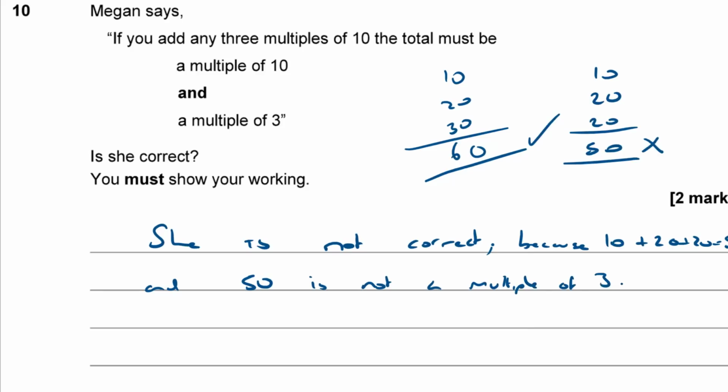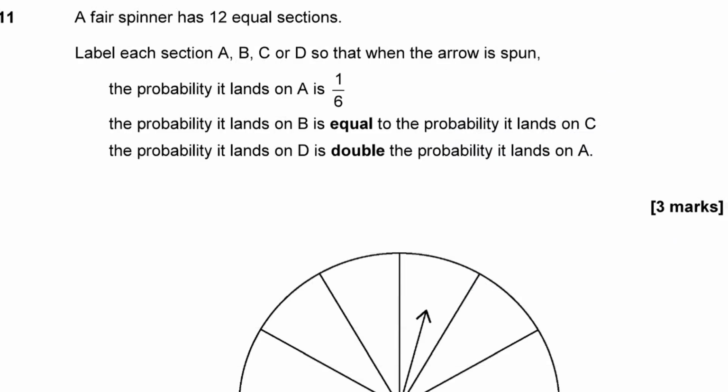Question 11. A fair spinner has 12 equal sections. Label each section A, B, C, D so that when the arrow is spun, the probability that it lands on A is 1/6. The probability that it lands on B is equal to the probability it lands on C, and the probability it lands on D is double the probability that it lands on A.